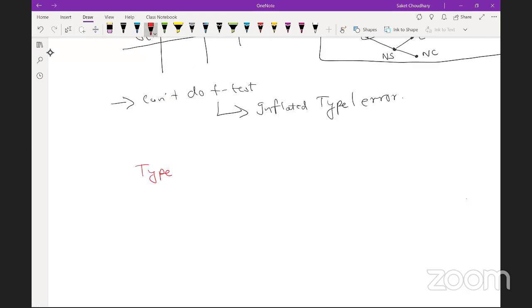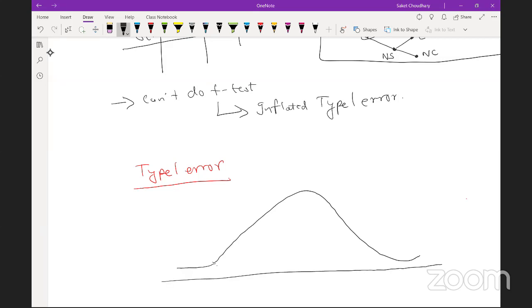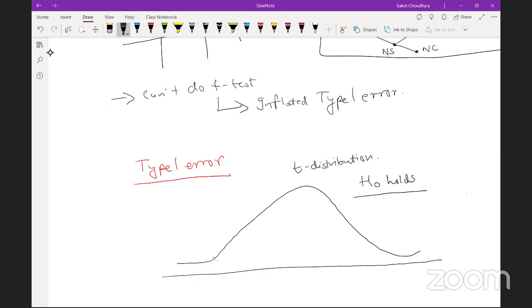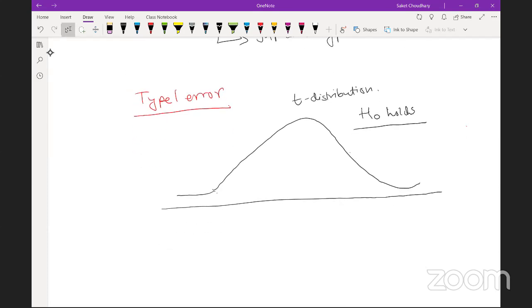The way to think about type 1 error is essentially to think about either your t distribution or your normal distribution. I'm going to work with t. Remember when we talked about p-values, we always assume that the null holds. So if H naught holds, this is going to be your t distribution. Let's assume you're doing a t-test. This is just for the sake of explaining. It also applies if you're doing a non-parametric test. Similar logic applies.